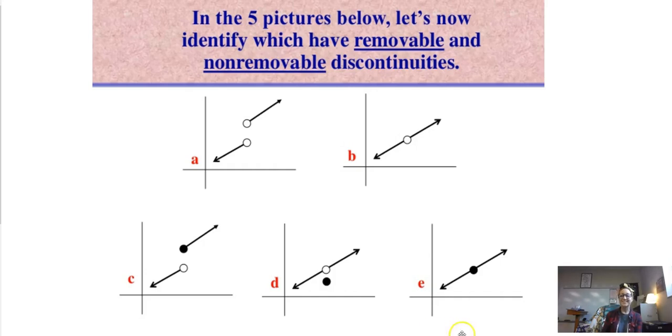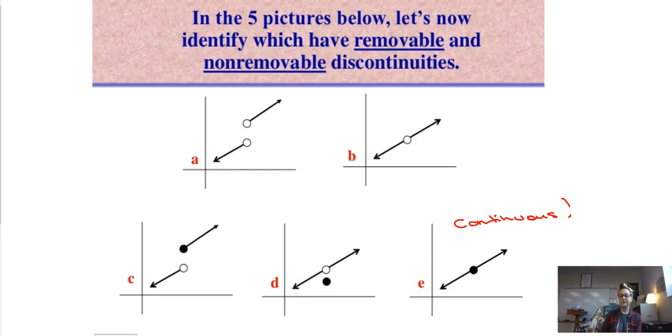Okay, we are back. So first of all, we've got 5 pictures here, and one of them is actually continuous, okay? So which of these 5 can you draw without picking up your pencil? It will be option E, right? So this guy is continuous. All right, now the other 4 have a discontinuity, and discontinuities are either removable or non-removable.